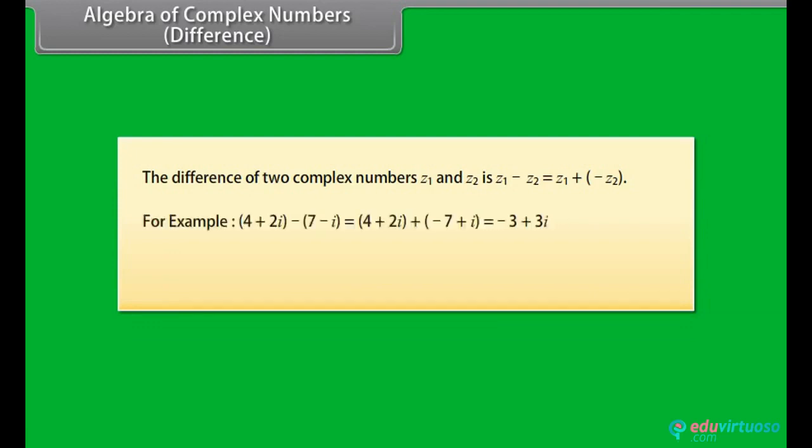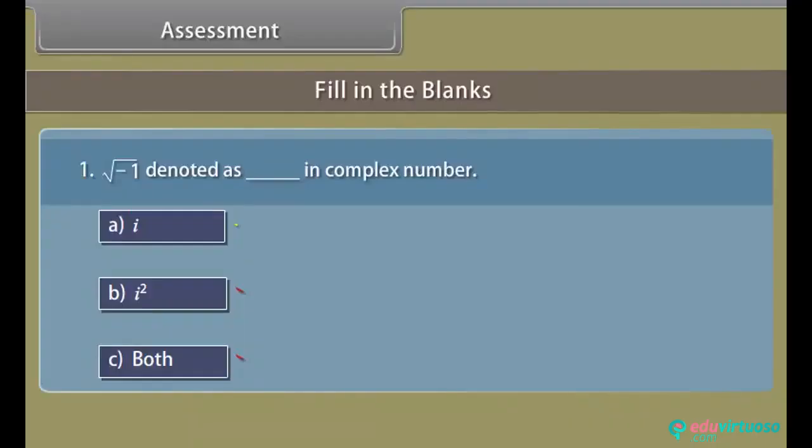For example, 4 plus 2 iota minus (7 minus iota) is equal to 4 plus 2 iota plus (minus 7 plus iota), which is equal to minus 3 plus 3 iota. Similarly, 6 minus iota minus (4 plus 2 iota) is equal to 6 minus iota plus (minus 4 minus 2 iota), which is equal to 2 minus 3 iota.